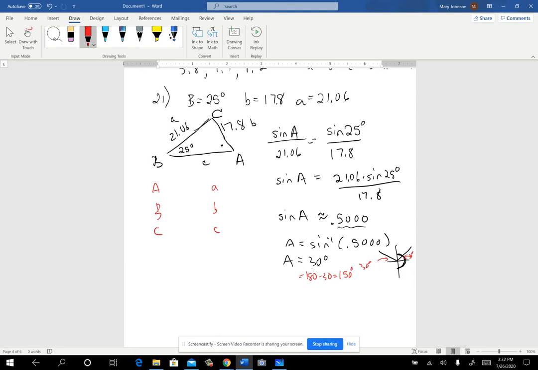So really A could be 30 degrees, but now I also know, and I'm going to use a prime on this, that A prime might be 150. Because if that were 150 and I add 25 to it, I still have room left to be able to get angle C. All right, and the reason that happened is that 17.8 might actually be over here, where A prime is. Let me move that 25 over a little bit.